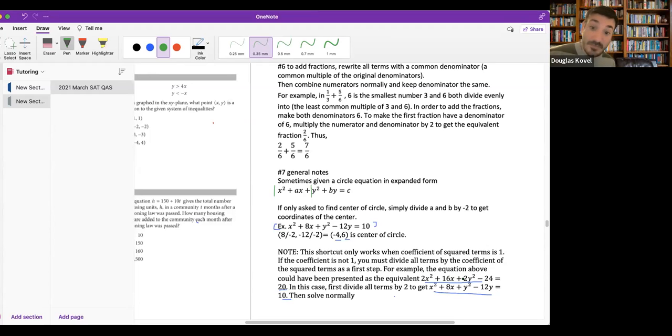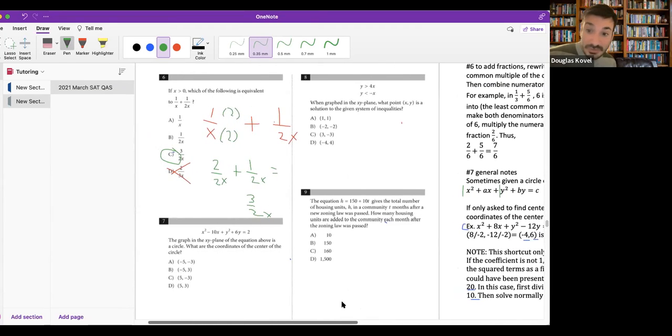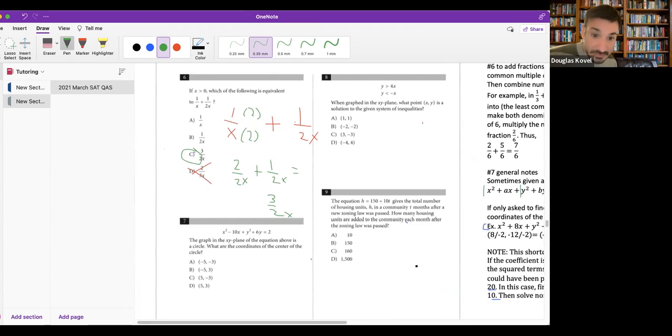So then you would actually have one more bonus step. You'd have to divide everything by 2 to make it 1x squared and 1y squared. And then we end up with that same equation we had, and then we just do the math the same way. So keeping all of that in mind, let's take a look at number 7.